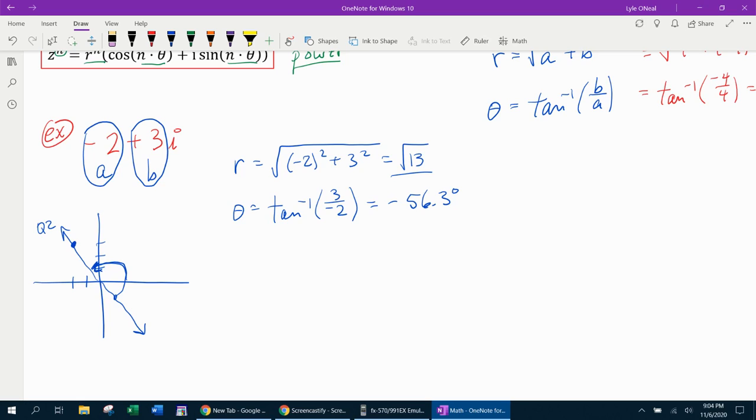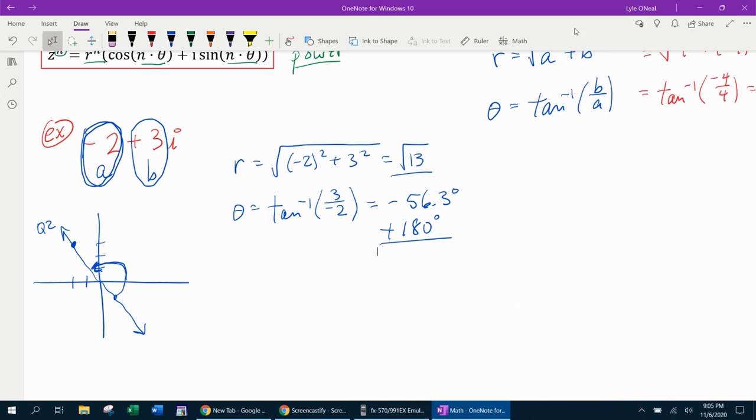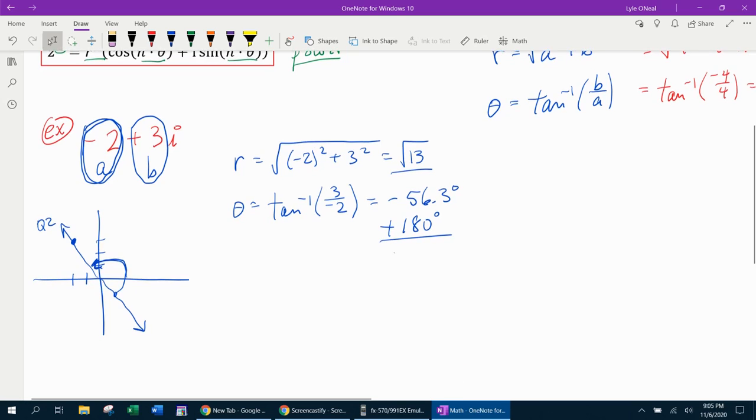Okay, so the same thing applies here. If you want the correct angle and your A happens to be negative, you're going to have to add 180 to theta. That's what you have to do anytime A is negative to get the correct angle. So let's pull that calculator up one more time and add 180 to theta. And we need 123.7 rounded, 123.7 degrees. There's my theta.